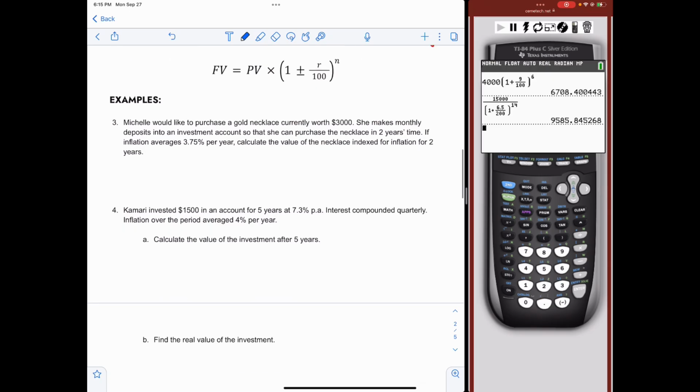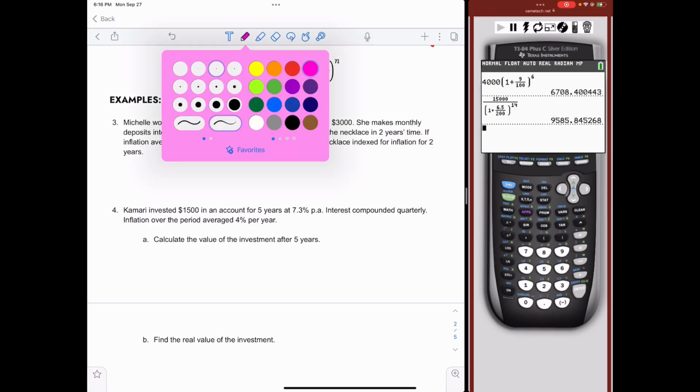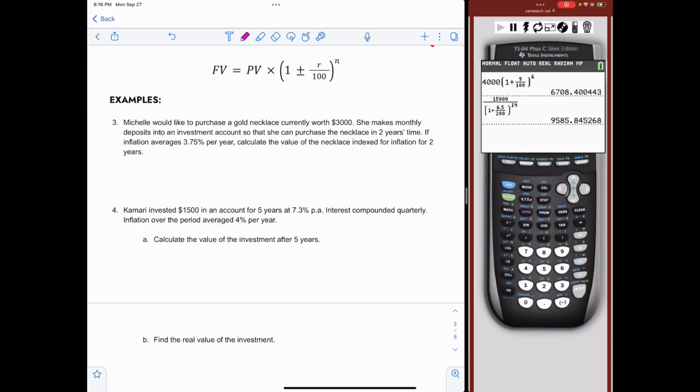Example number 3, it says, Michelle would like to purchase a gold necklace currently worth $3,000. She makes monthly deposits into an investment account so that she can purchase the necklace in 2 years' time. If the inflation averages 3.75% per year, calculate the value of the necklace indexed for inflation for 2 years. So basically, we're saying that the value of the necklace is going to appreciate over time.